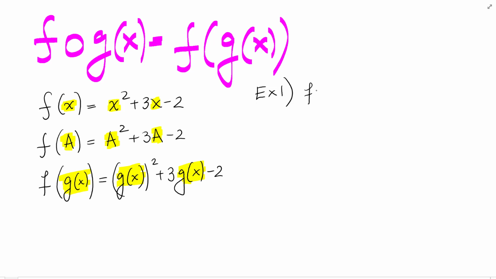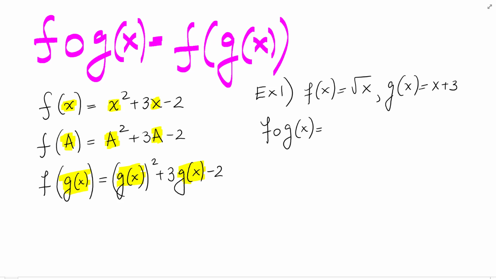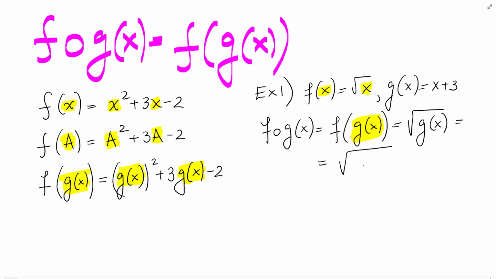So let's say we have f of x equals square root of x and g of x equals x plus 3. If we want to find f composed with g of x, using the definition, it's f of g of x. So everywhere we see x in f, we are going to put g of x. So it's equal to square root of g of x. But g of x we already know, so it's square root of x plus 3.